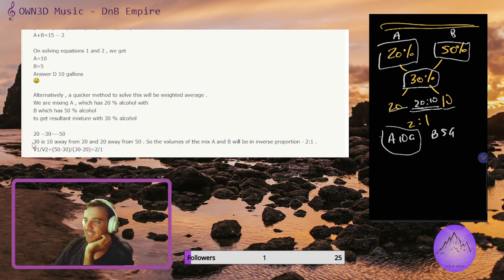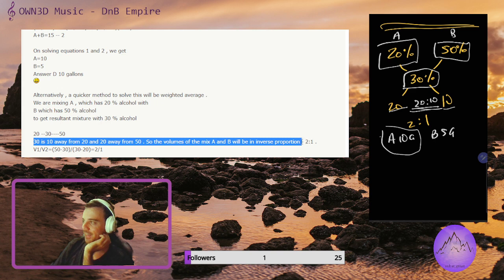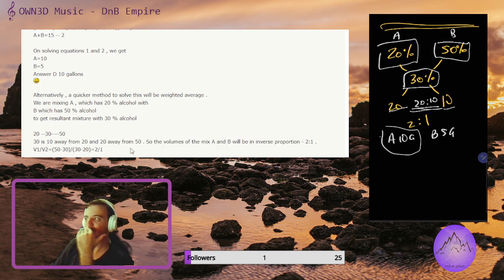Writing it like that isn't as clear in my head, though. I'll say that right now. Writing it out like that doesn't make it super clear. But yeah, volume of 1 divided by volume of 2 is 50 minus 30, 30 minus 20, 2 to 1.